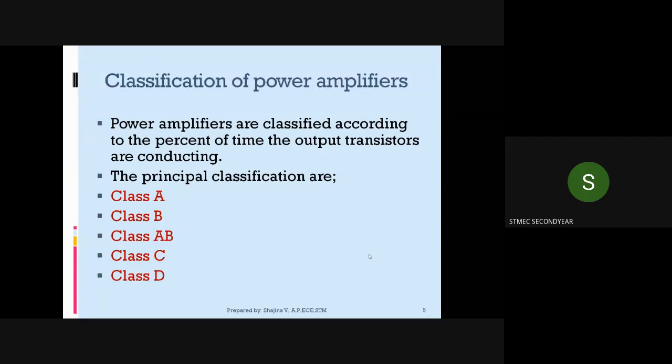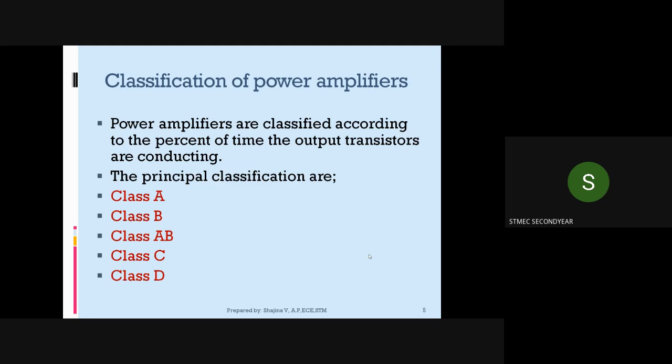So these are the power amplifier categories, different types of power amplifiers. Power amplifiers are classified as class A, class B, class AB, class C, and class D. Different types of classifications are there. And for digital applications, there is also class S.